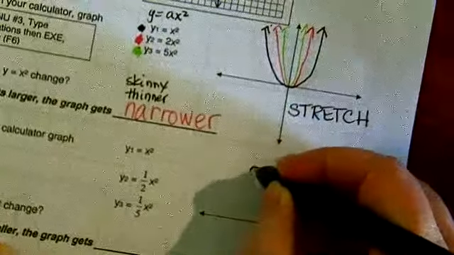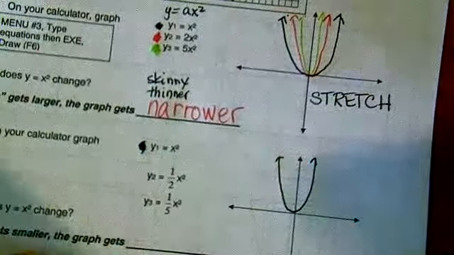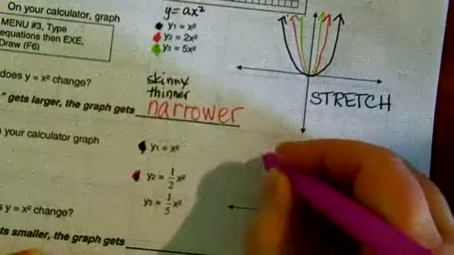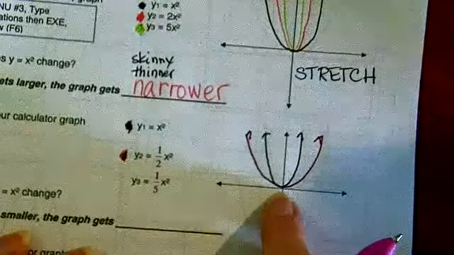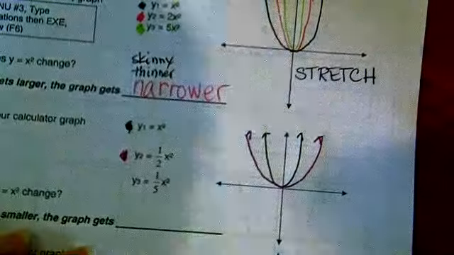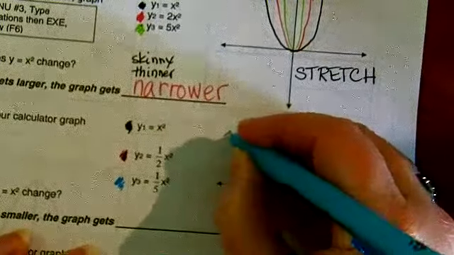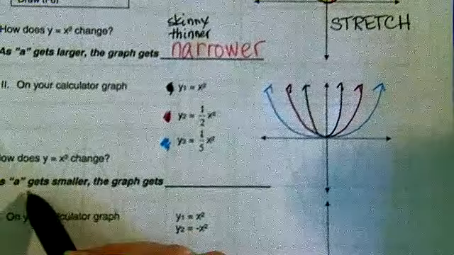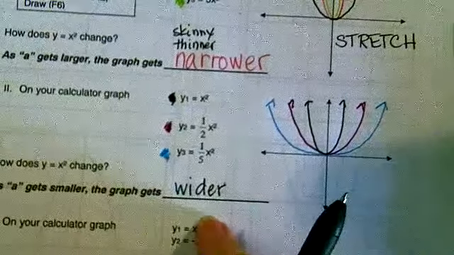So here's my x squared. The next one is a little bit wider, but they're all still connected down here at the same vertex. They still go through the origin. This last one goes super wide. So as A gets smaller, the graph gets wider. This gets narrower and this gets wider.